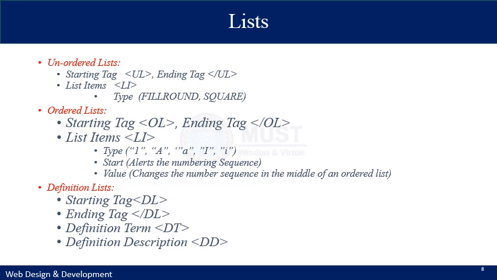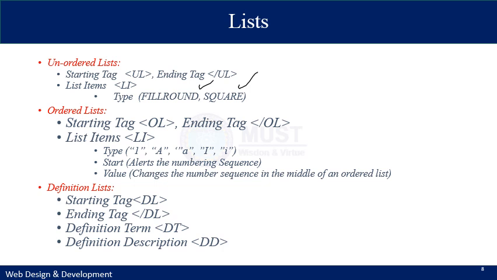So unordered list tags start from UL and end at /UL. And inside these tags, each element is presented with an LI tag known as list item tag. And you can specify the type of bullet such as fill, round or square, or you can use any other kind of custom made bullets.